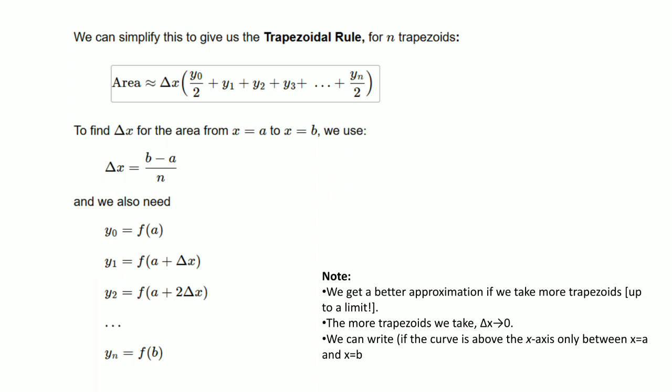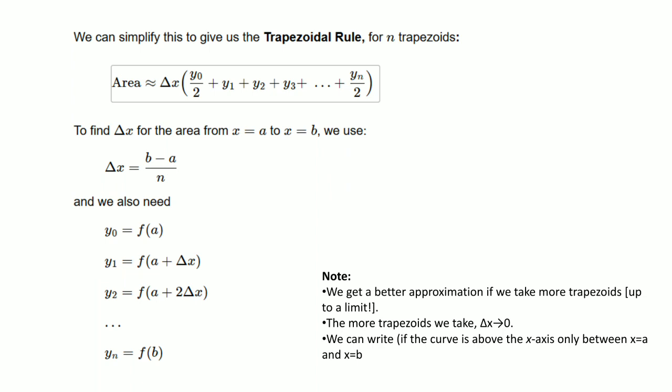The function will be given to you. In that function you have to replace the value of x by a. What will be y1? y1 will be nothing but f(a plus delta x). Like this, the value of x increases by delta x up till b.